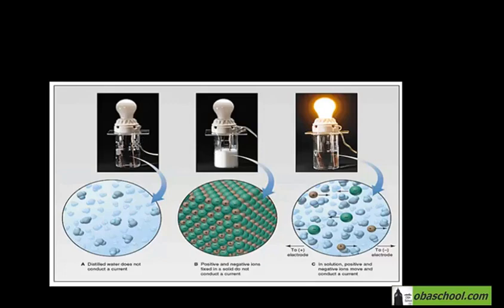The first beaker contains distilled water. And notice that the lamp does not glow. So no conduction of electricity. In the second beaker, there are positive and negative ions fixed in a solid state. So they are in the solid state, and we know that the ionic structure doesn't conduct electricity in the solid state, so the lamp does not glow.